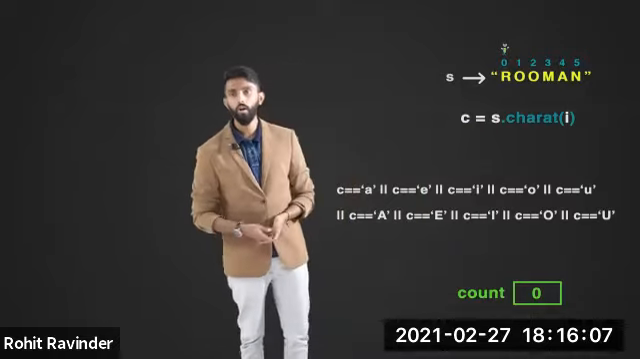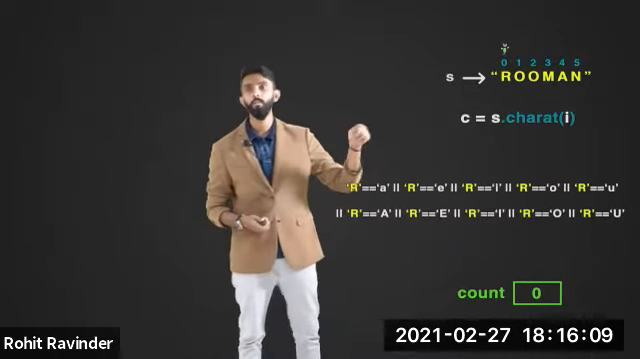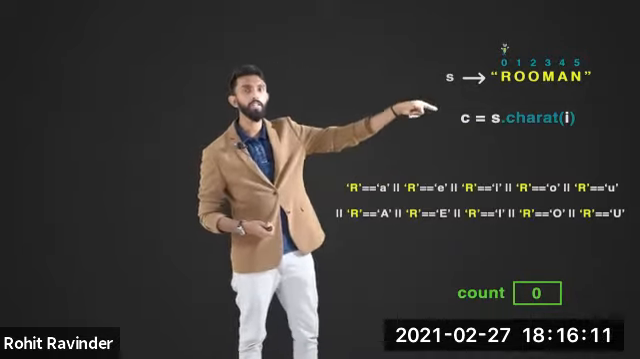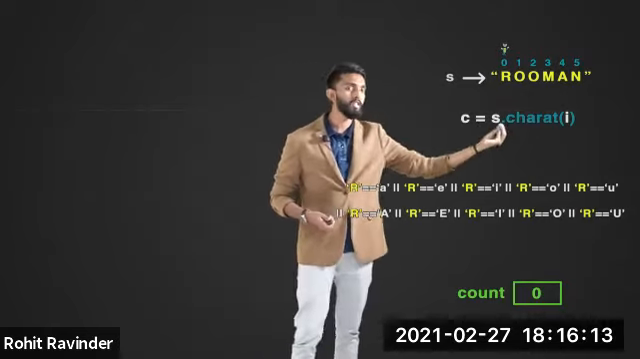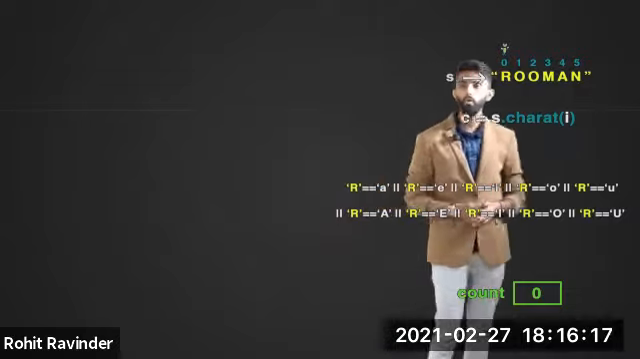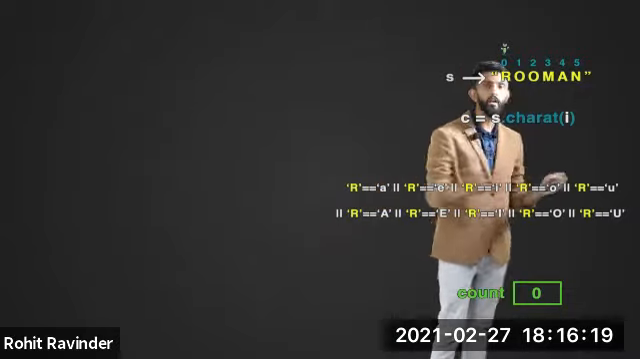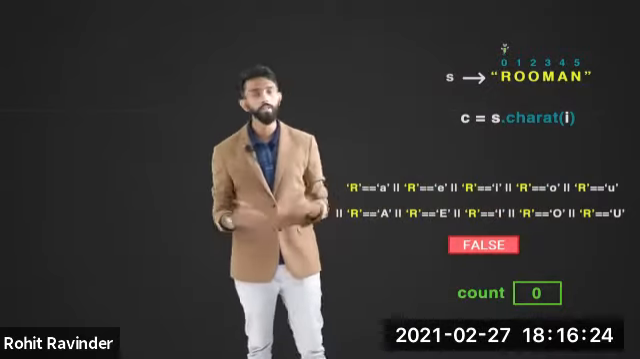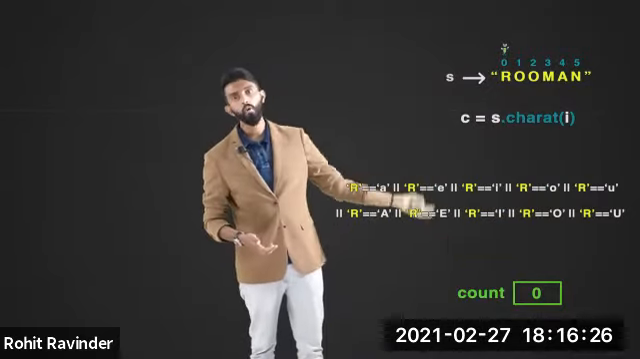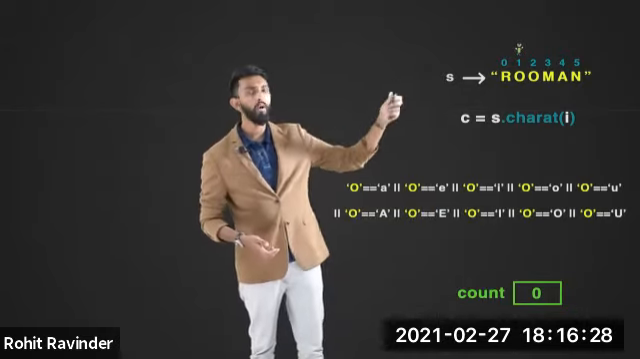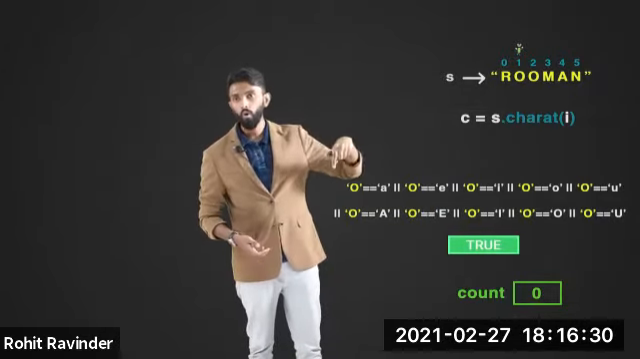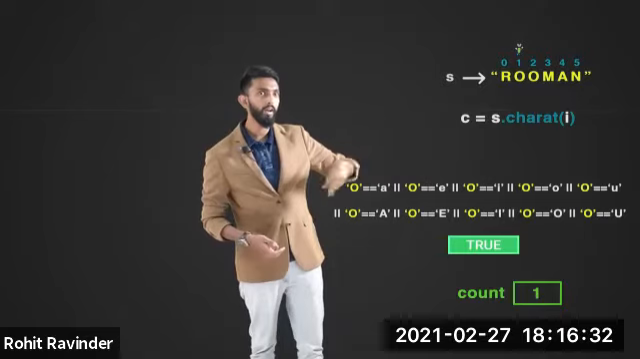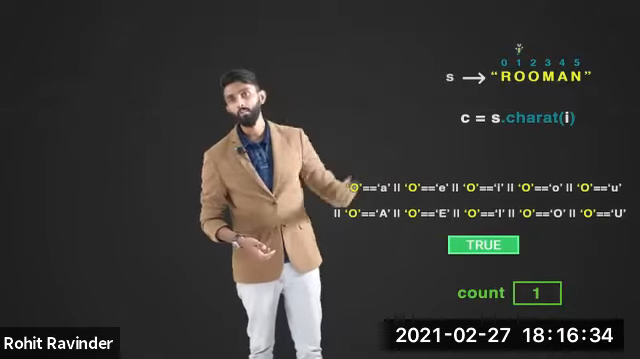So how will this work? It's very simple. The first time, I is 0, C is R, because R is the first character. Is R equal to small a, e, i, o, u or capital A, E, I, O, U? None of these conditions is satisfied. Obviously, you're going to get false, which means R is not a vowel, which means count is still going to be 0. I'll move I forward. Next character I will get is O. O is a vowel. Increment the value of count, after which I again moves forward.